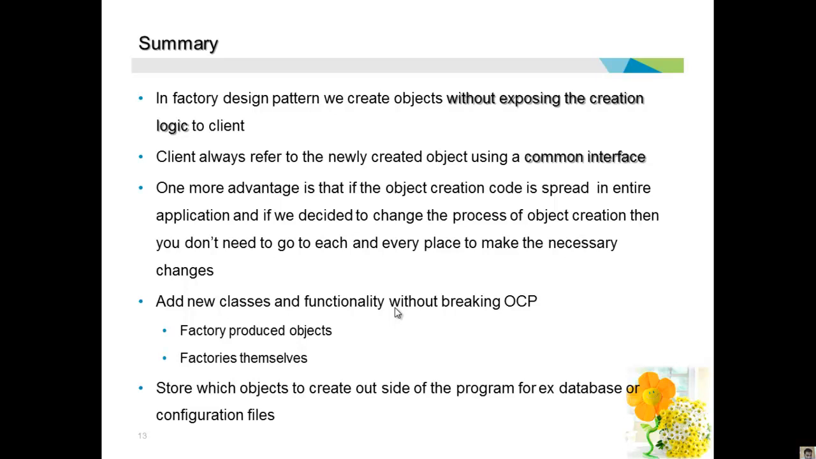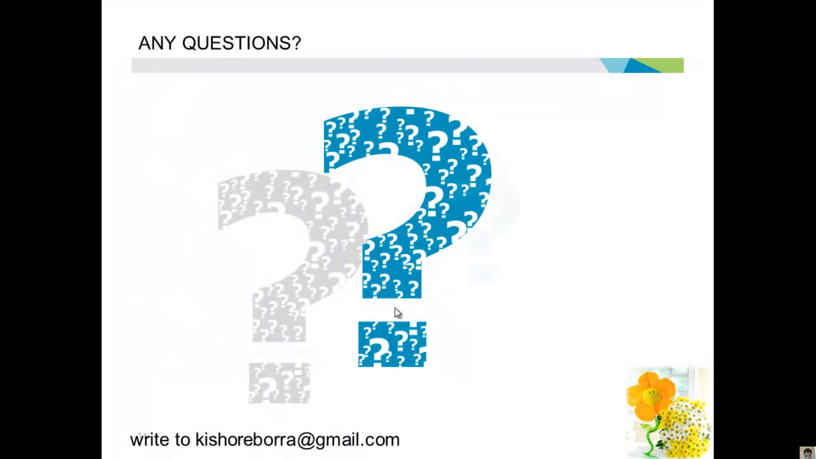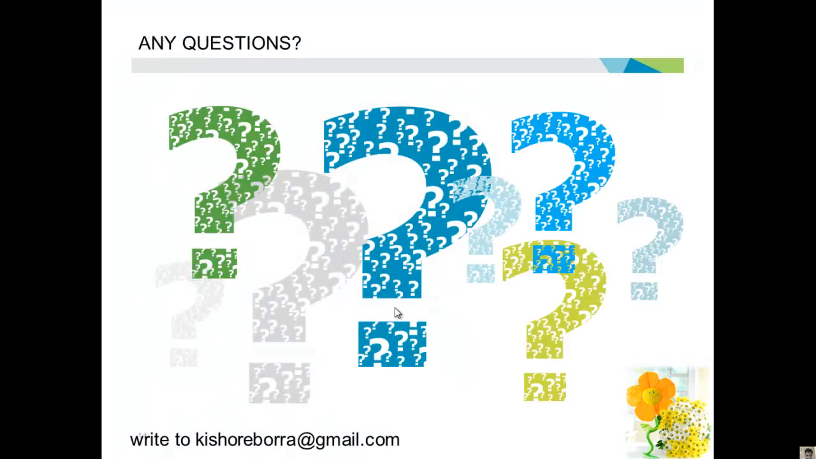Okay, and the other benefit we looked at is that we are able to add new classes and functionality without breaking the open closed principle, either with the help of factory produced objects or factories themselves. And we have already seen how to store which objects to create outside the program, for example in a database or configuration files. Okay, and I hope I did a decent job in explaining the factory pattern.